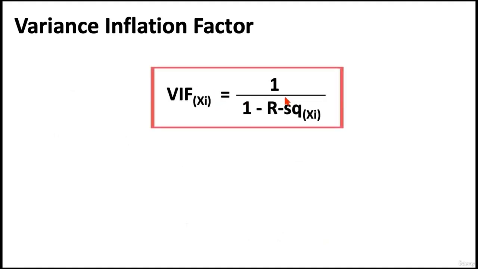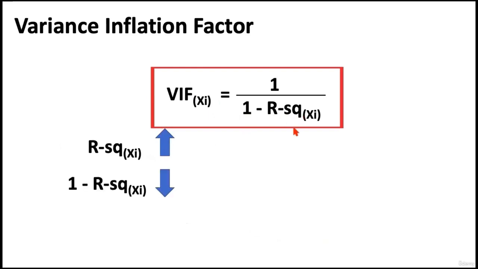If this is our VIF equation, as we saw on the previous slide, if R square goes up, then 1 minus R square would go down. And as a result, this entire expression, which is numerator divided by denominator, because the denominator is going down, this ratio is going to go up. So in general, we can say as the R square value increases, the VIF also increases, because this R square increased, the denominator went down, and the overall ratio went up.